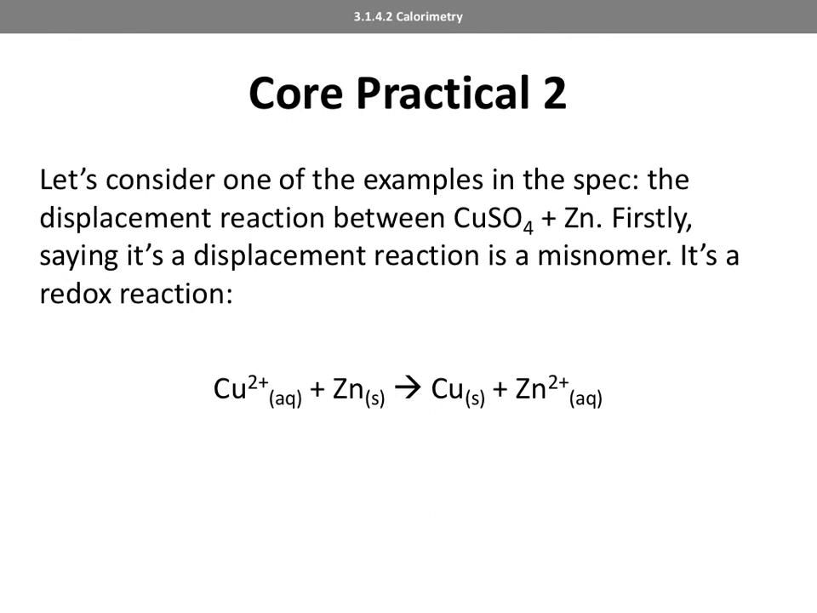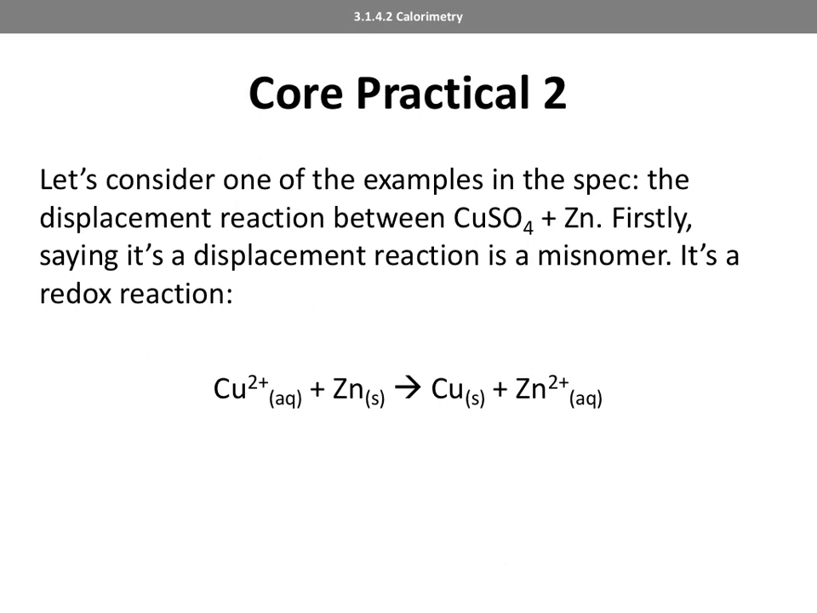So the question that we just did, the actual calculation, the approach, is basically similar to the one behind the core practical in this topic, energetics. You remember that the spec listed a variety of reactions that you could be asked to work out the enthalpy change for, and when it comes to core practical 2, those are the reactions that could feature in the core practical. We're going to consider one in particular, but the principles are the same with the others. It was listed in the spec as a displacement reaction between copper sulfate and zinc.